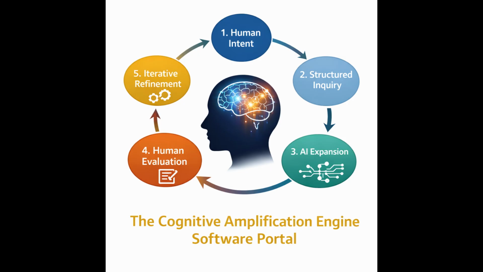Step 5, iterative refinement. Finally, the process enters iterative refinement. Insights are refined, questions are adjusted, and the cycle repeats, each time with greater clarity and precision. This creates a feedback loop of continuous improvement, learning, and better decision making.